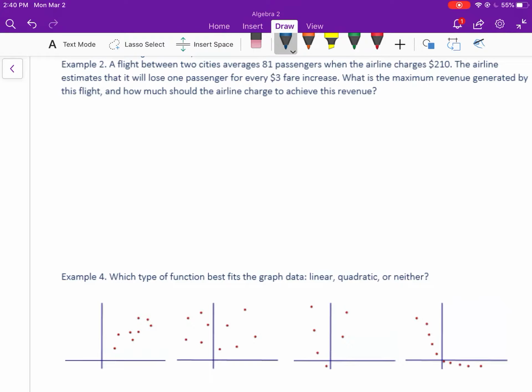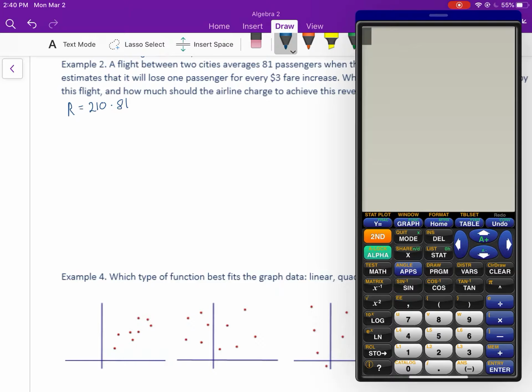Well, right now, let's just understand this question. Their revenue as is: they are charging $210 per passenger for 81 passengers. So that's how much they will make as is per flight. So let's do 210 times 81. Right now they're bringing in $17,010 per flight.